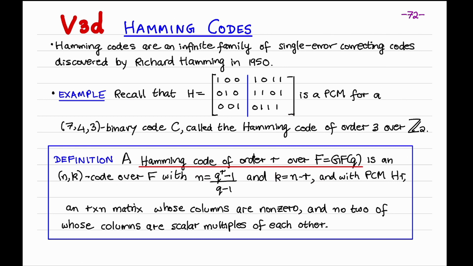Note also that the conditions on the columns of the PCM, that they're non-zero and no two are scalar multiples of each other, guarantee that the Hamming code has distance at least 3. In fact, we'll see that the distance is exactly 3. So all Hamming codes of order r over GF(q) are single error correcting codes.